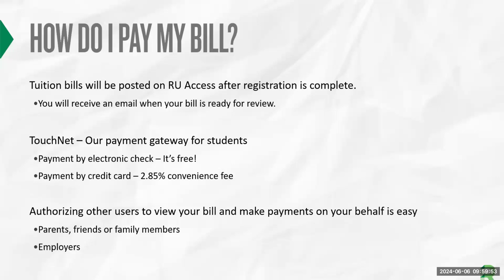You are authorized to add additional users to view your bill and also make payments on your behalf, but you have to add them as an authorized user. These are some examples of students that have requested parents, friends, family, or employers to have access to be able to see their bill and make a payment. Next slide, please.